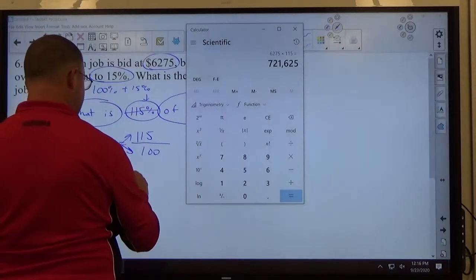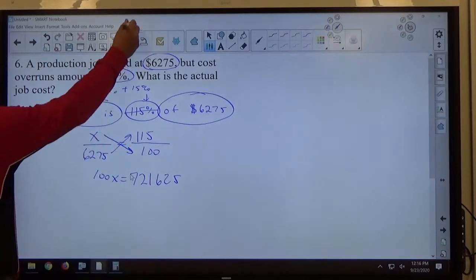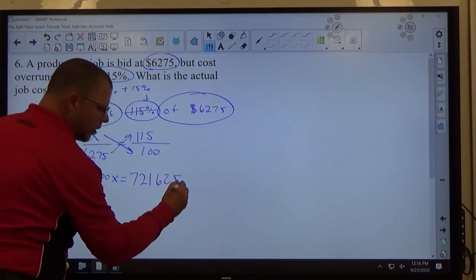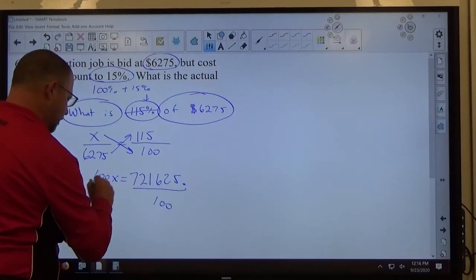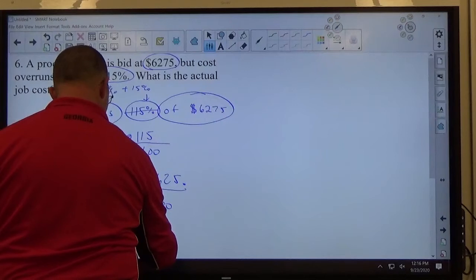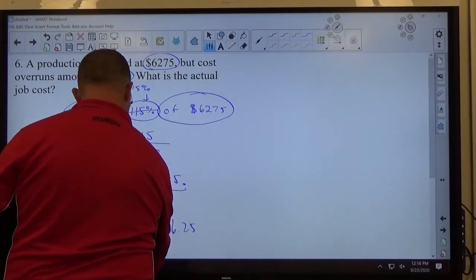721,625. And if 100x equals that, we divide by 100. The decimal point currently lives right there. Dividing by 100 is going to move it 2 spaces to the left. So the actual cost is going to be $7,216.25.